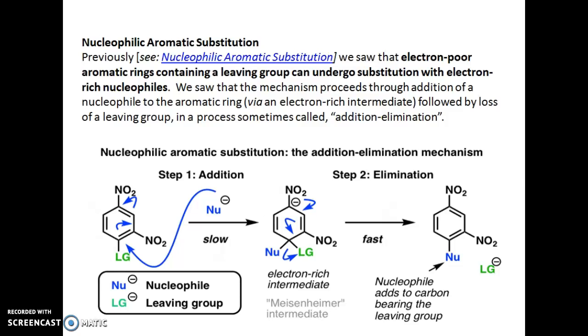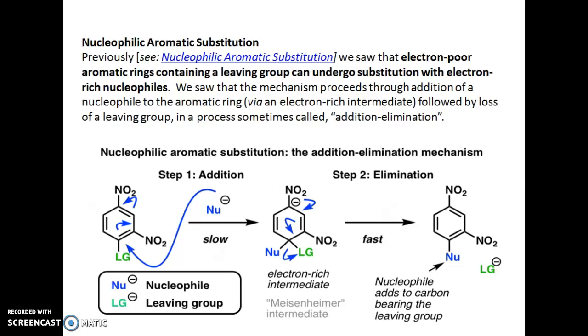And we know that electron poor aromatic rings containing a leaving group can undergo substitution with electron rich nucleophiles. This mechanism proceeds through the addition of the nucleophile to the aromatic ring, via an electron rich intermediate, followed by the loss of the leaving group. We call this process an addition elimination reaction.